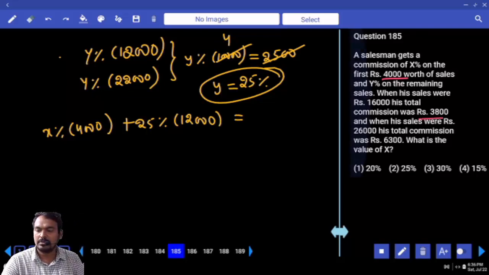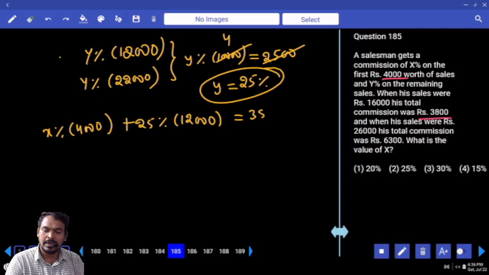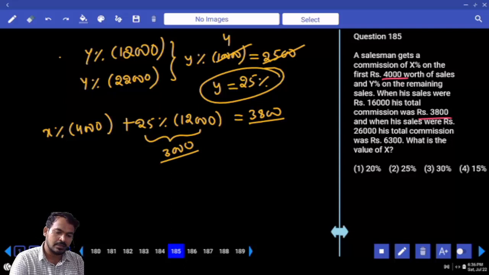What is the total commission in the first one? 3,800. What is 25% of 12,000? 3,000. 3,800 and 3,000. What is the difference? 800. That is equal to X percent of which one? 4,000. Means x must be 20%.